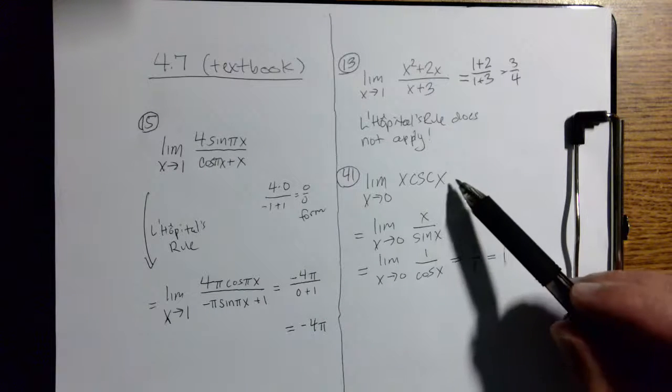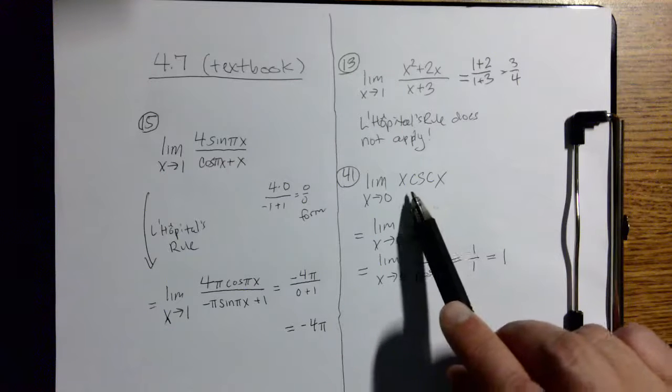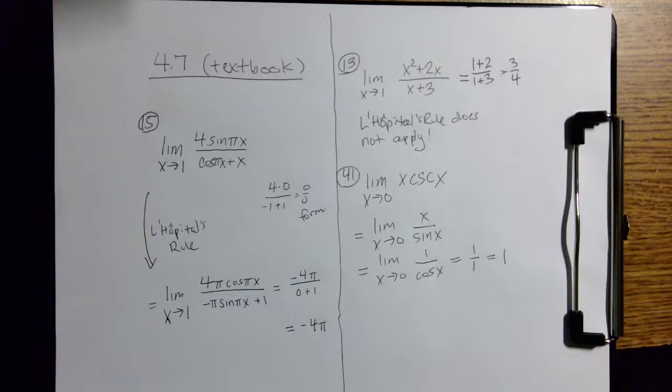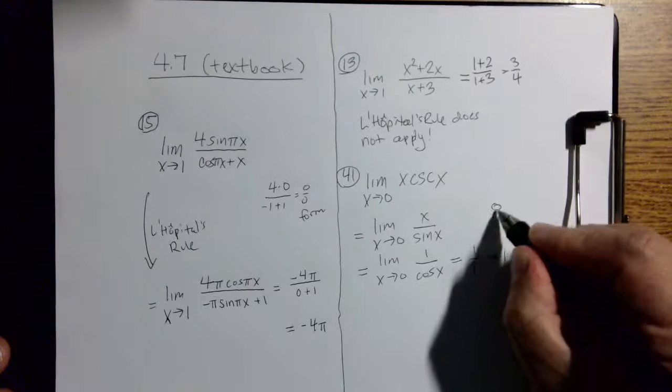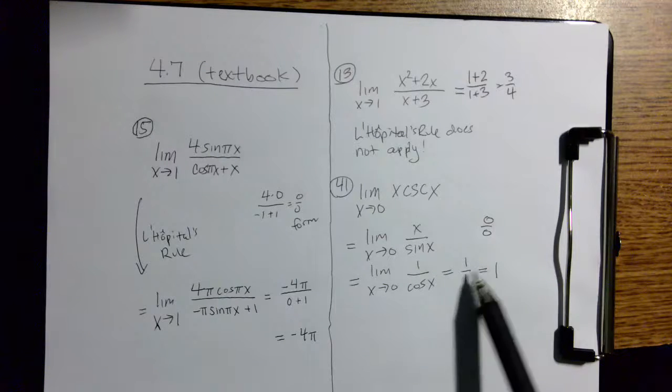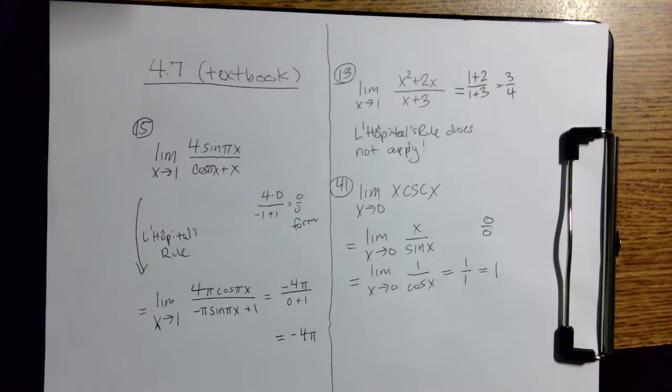However, it's worth keeping in mind that we could rewrite this as the limit as x approaches 0 of x over sine x. So it can be expressed as the limit of a quotient. And when written that way, L'Hopital's rule does apply. We do get that 0 over 0 form. And if we apply L'Hopital's rule, we're taking the limit as x approaches 0 of 1 over cosine x, which is 1. And so that gives us our answer.